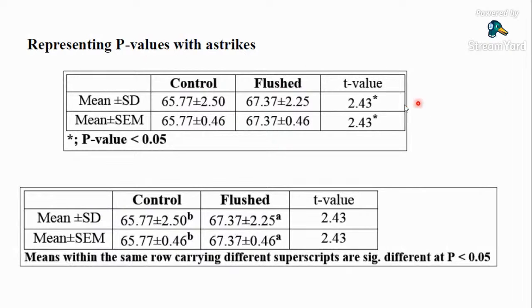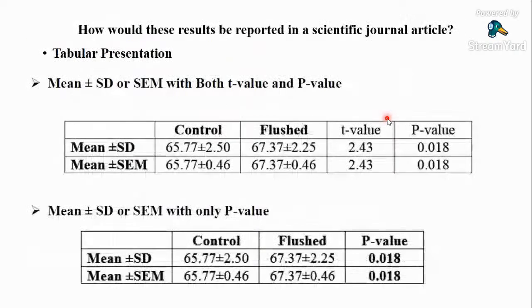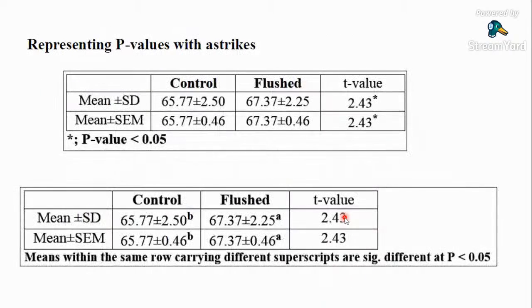I can also represent it with an asterisk. In the first instance, I have represented using a p-value and I have given the exact value of the probabilities. Instead of giving the exact value of probability, in order to show whether the control is significant or the flushed is significant, I can put asterisks or some superscript so as to indicate that these are significant.